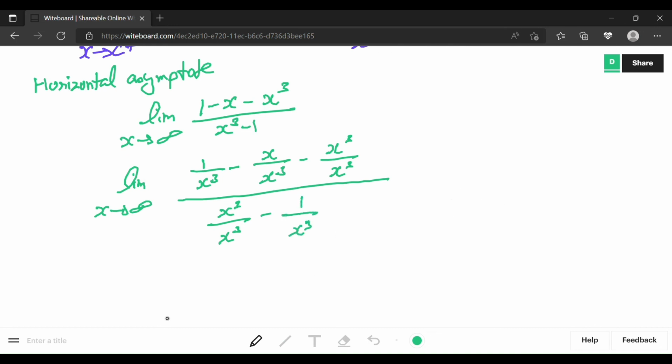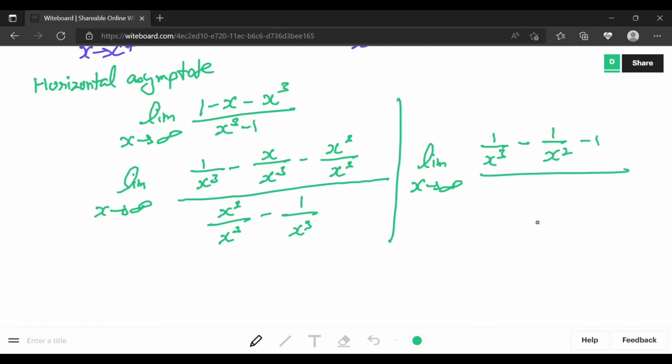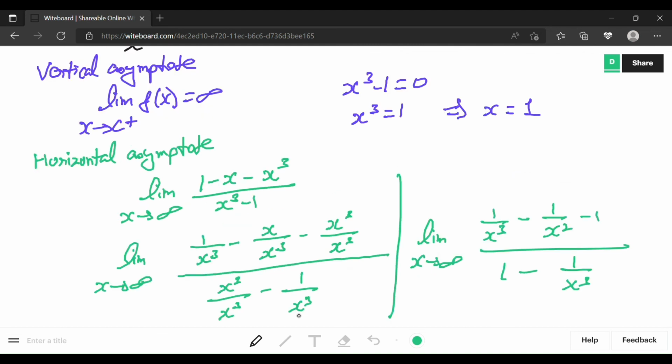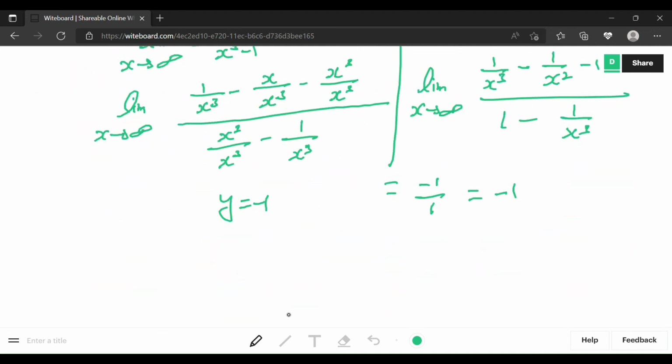So solving this, limit x tends to infinity, that will be 1 by x cube, minus 1 by x square, minus 1, upon 1 minus 1 by x cube. Applying the limit, the 1 upon x terms, whether it is x square or cube, they all will become 0. So we are left with minus 1 by 1. So the horizontal asymptote is y equals minus 1. So that's our answer.